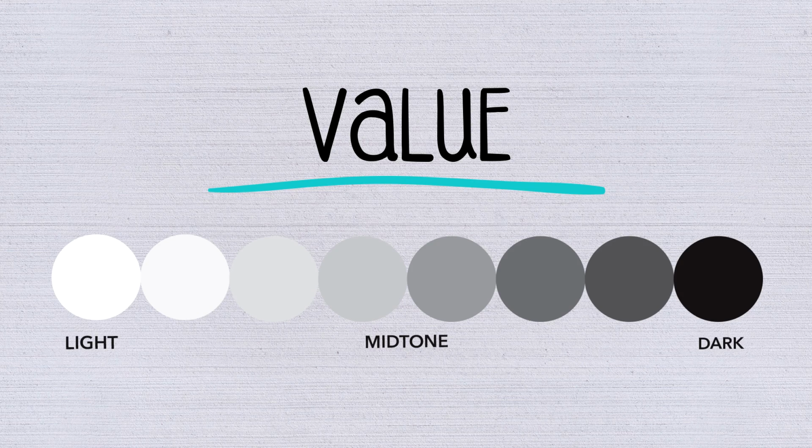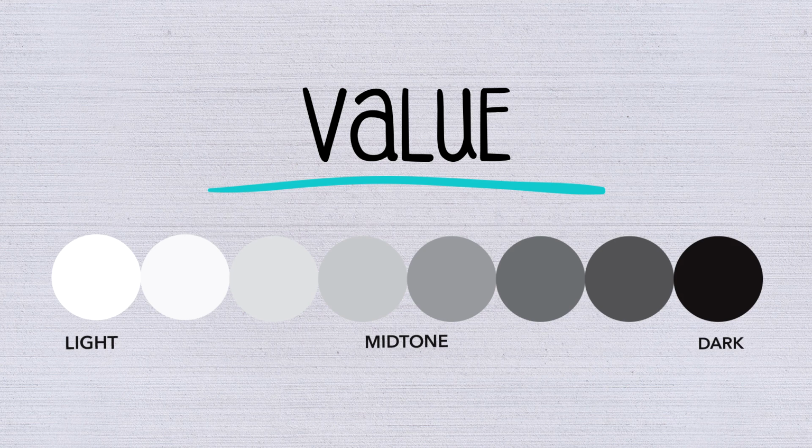Now the value, when we talk about the value of a colour, that's talking about how light or how dark that colour is. So the value scale here is going to show the full range of values, so your white through your tones into a black.